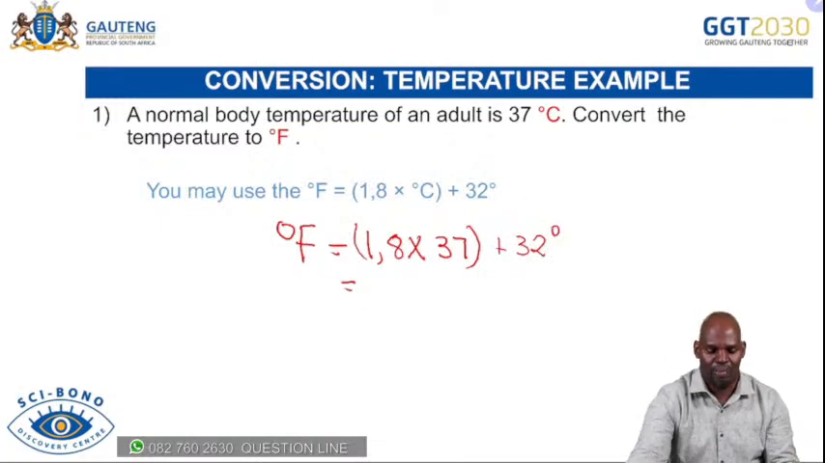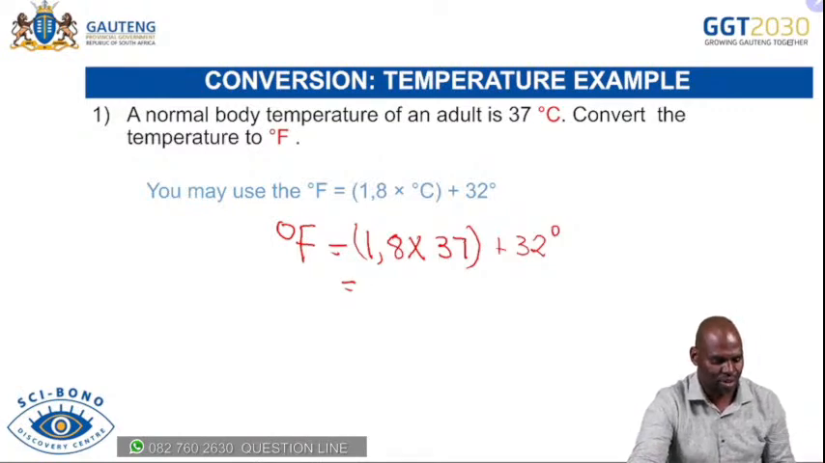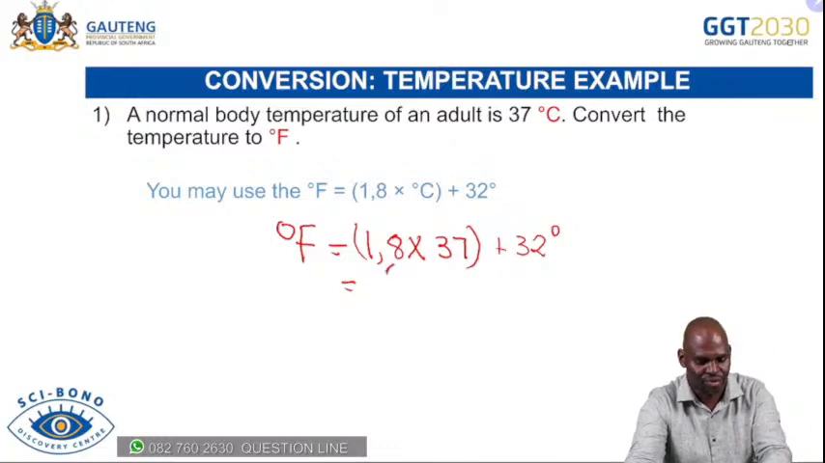Okay. Now remember, in grade 10 you learned about BODMAS. We need to work out the brackets first. So 1.8 times 37, 1.8 multiplied by 37. So it's 66.6. Then 66.6 plus 32.